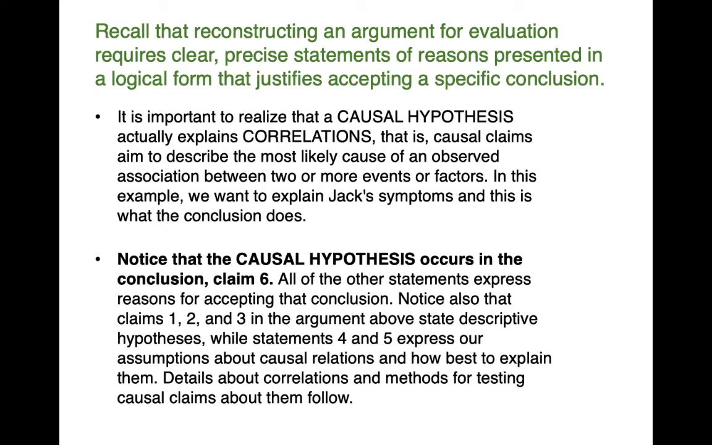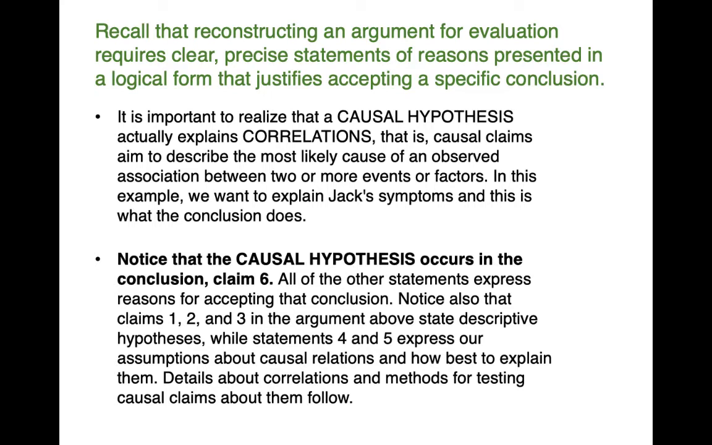It's important to realize that a causal hypothesis actually explains correlations. So what are you doing with explanations? You're actually explaining correlations, apparent connections, associations. Causal claims aim to describe the most likely cause of an observed association between two or more events or factors. In this example, we want to explain Jack's symptoms, and this is what the conclusion is doing. So in explanations, the conclusion is explaining the alleged facts. Notice that the causal hypothesis occurs in the conclusion, claim 6. In our example, all of the other statements express reasons for accepting that conclusion.